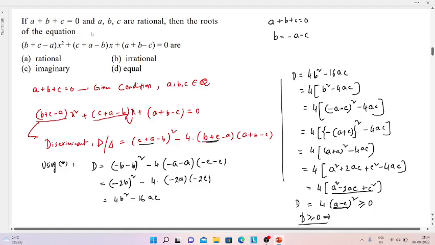a equals c is not guaranteed. We can't say that a equals c will be there. It may be there, it may not be there, but whatever the case, for D greater than or equal to 0, the roots will become... wait a second, hold on. We know D equals 4 times (a minus c) whole square, right? So we know 4 is 2 squared, and (a minus c) whole square, so we can write 2 times (a minus c) whole square, right?